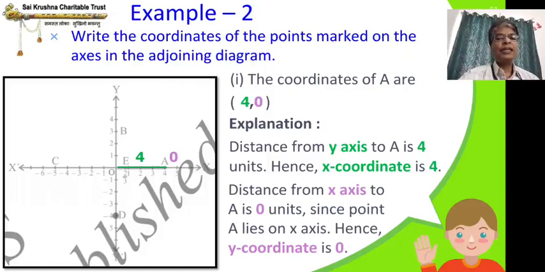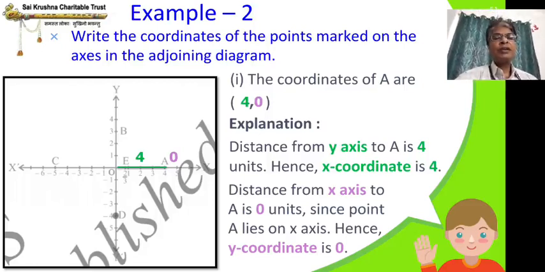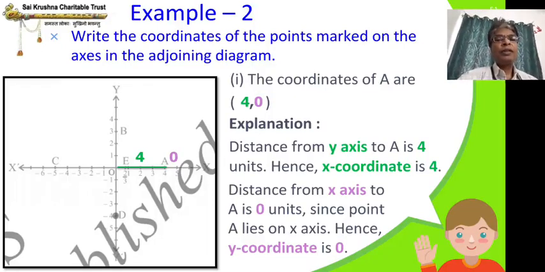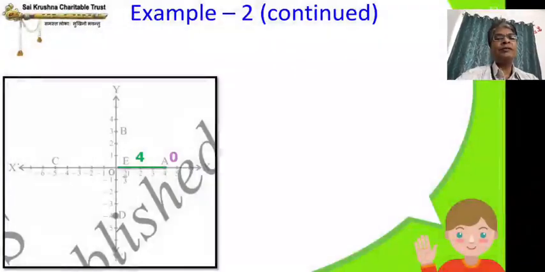Hope you are able to understand this clearly. Exactly the same way as we did in example 1, except that it is lying on the axis. So, whichever coordinate where the distance is 0, the coordinate value is also 0. Now, in a similar fashion we are going to see the other points in the next page, 4 points are there.